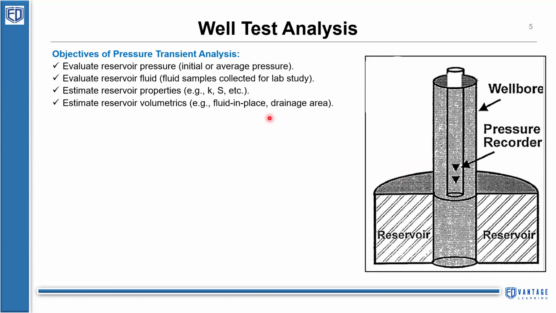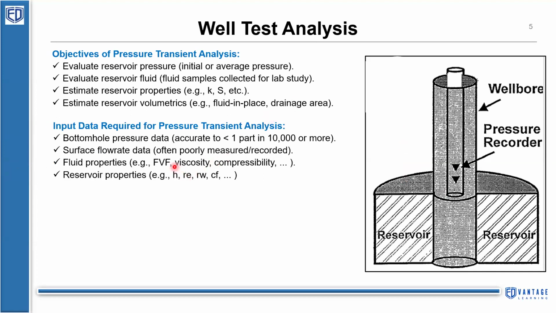That is also called the fluid in place that we can calculate from this well test analysis or PTA. So the input data required for PTA would be the bottom hole pressure data, as we have already discussed. The pressure recorder records the data, and that is the primary input, accurate to less than 1 part in 10,000 or more.